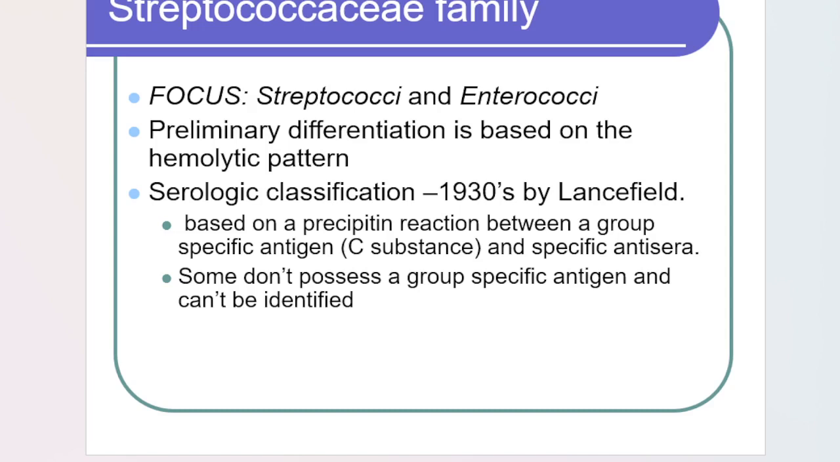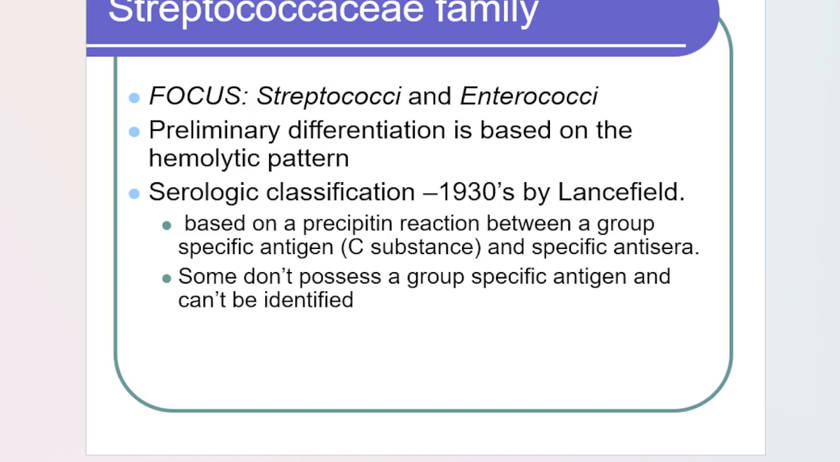So, group A, group B, C, and so on, actually go up to serologic group U. But we do not identify them up to that level. The serologic classification is by Lancefield classification, which is based on a precipitin reaction between a C substance, an antigen present in the cell wall of the bacteria, and a specific anti-sera.